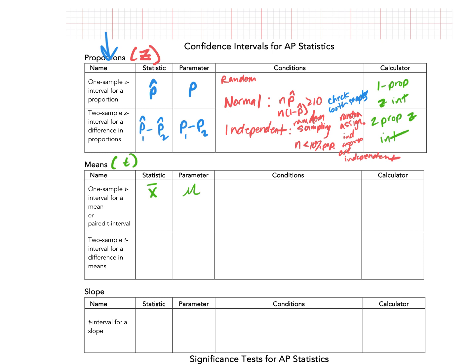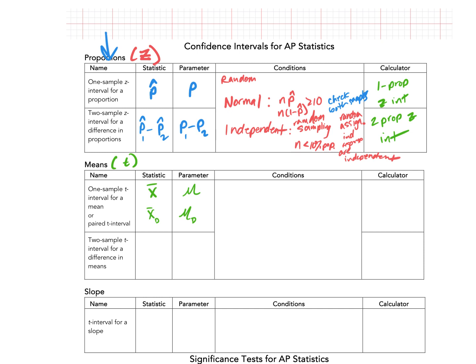Now, if what we have is something that came from paired data, like before and after, or a twin study, or somebody receiving both treatments, right? And what we do is we find the differences. We would still run, we call it a paired t interval, but it's done the same way. Because you would do a paired interval for the mean difference.